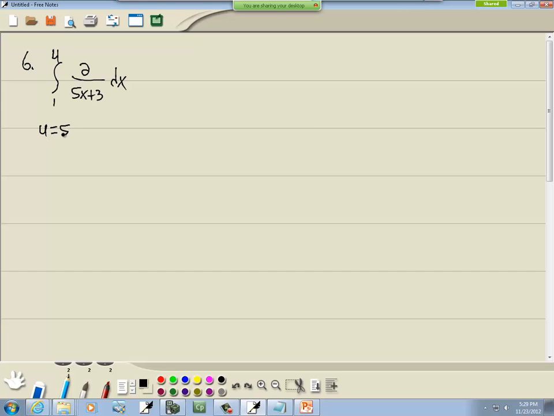So let u equal 5x plus 3. The derivative of that would be 5, and then I have to add on my dx. I got a 2 inside. I don't want a 2 in there, but I can throw it out in front. And I'll put a 5 in there because that's what I want.